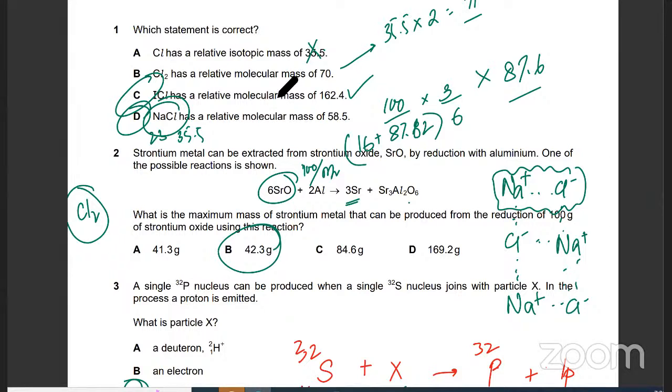So remember, for ionic compounds, we keep using the term Mr very frequently. Even Cambridge uses the term Mr very frequently. But the proper terminology is that you use the term formula mass for ionic or crystalline lattices. Okay?